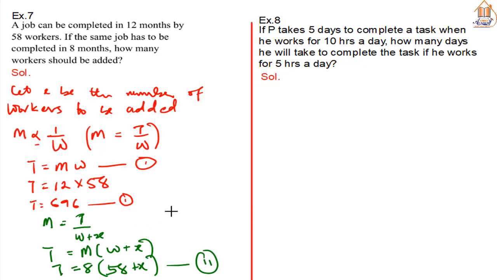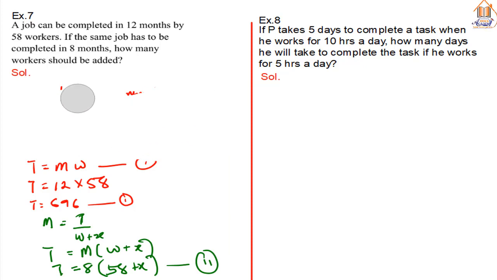Now let's equate equation 2 and equation 1. Let me clean this part of the board. What are we going to have? Equation 1 says that T is equal to 696, and equation 2 says T is equal to 8 open bracket 58 plus X close bracket. So we have 696 is equal to 8 open bracket 58 plus X. Now we're going to look for our X.